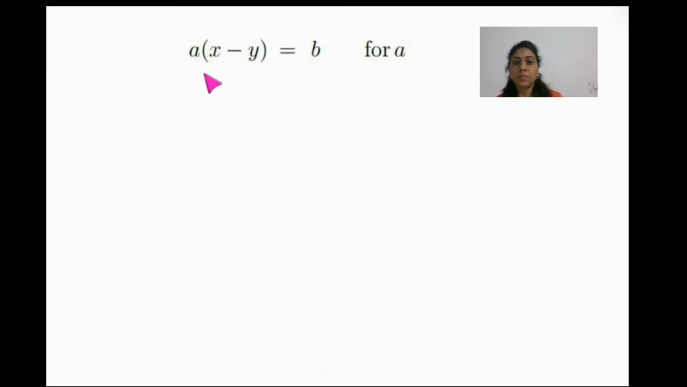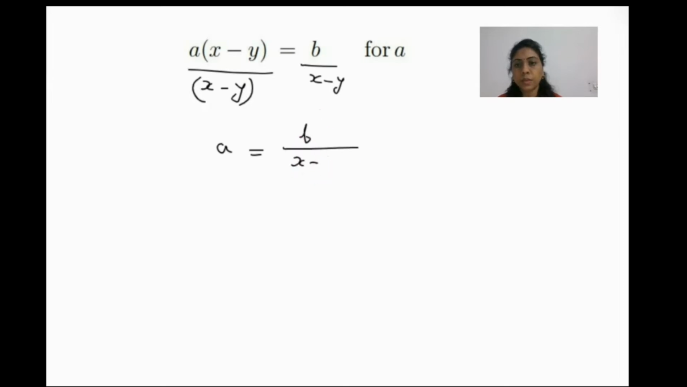Okay, a(x minus y) = b. So we have to solve for a. This parenthesis is multiplying with a, so divide both sides by this parenthesis x minus y. This cancels, and a = b upon x minus y. Very easy questions, right? So this is our answer.